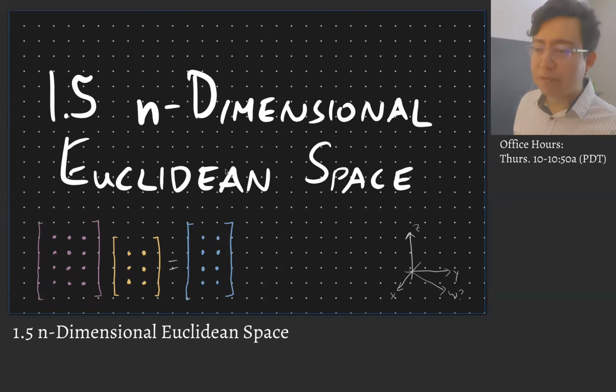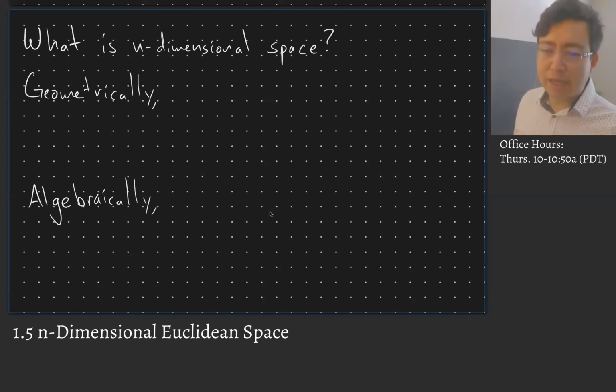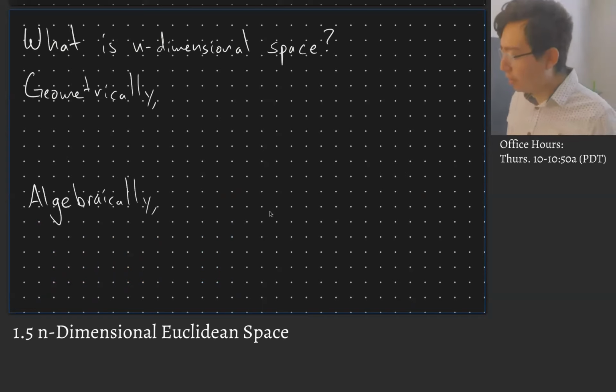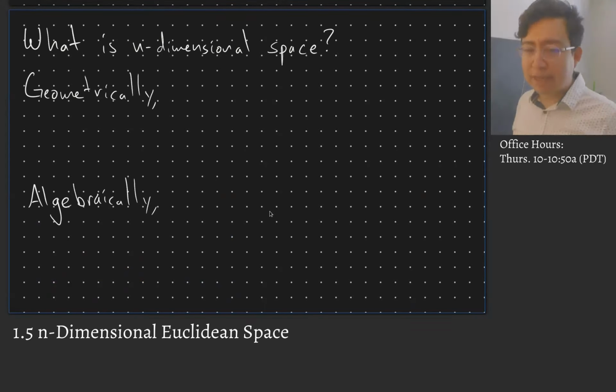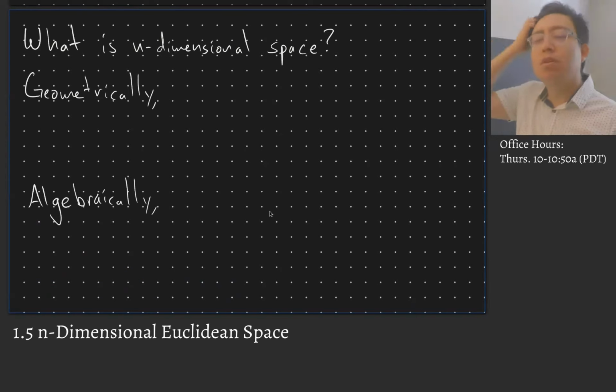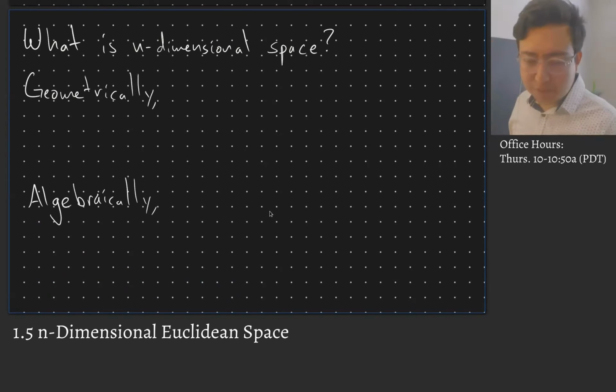I want to start by answering the question, what is n-dimensional space? And we'll talk just like we've been talking, geometrically and algebraically. When I say n-dimensional space, n is just some positive whole number, right? And so far, we've been talking about two-dimensional space and three-dimensional space. But today, we're going to talk more generically about n-dimensional space for any n. So that includes higher dimensional spaces, like 4 or 5-dimensional space.